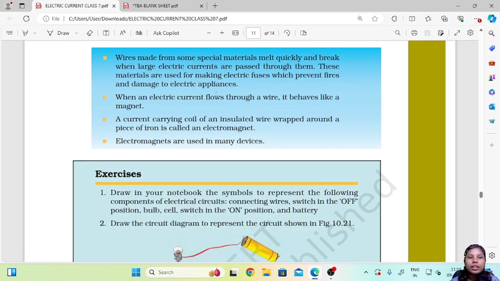When an electric current flows through a wire, it behaves like a magnet. This we have seen in the electromagnet. When you pass electric current, the wire will begin to act like a magnet. A current-carrying coil of an insulated wire wrapped around a piece of iron is called an electromagnet. Electromagnets are used in many devices.